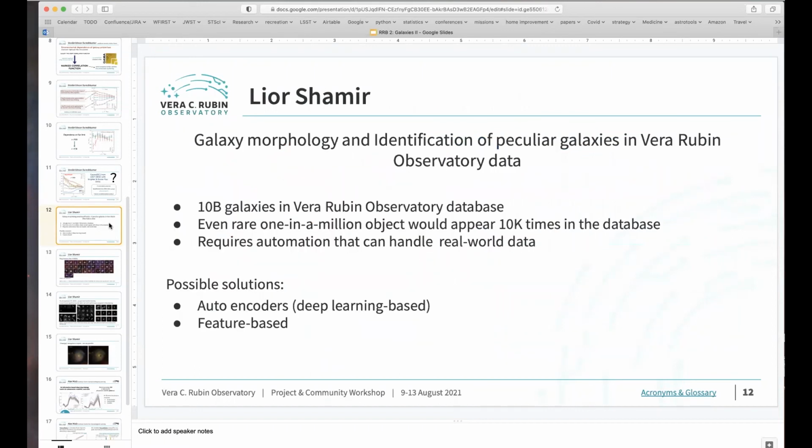Next up is Lior. Okay, so for Rubin, we're going to have about 10 billion galaxies imaged in the database. We can assume that most of those galaxies are on the Hubble sequence, like regular galaxies, but some of those galaxies are going to be rare types of object. Even a very rare, one in a million type of object is going to appear about 10,000 times in the database. And the question is how we can find them. Next slide, please.